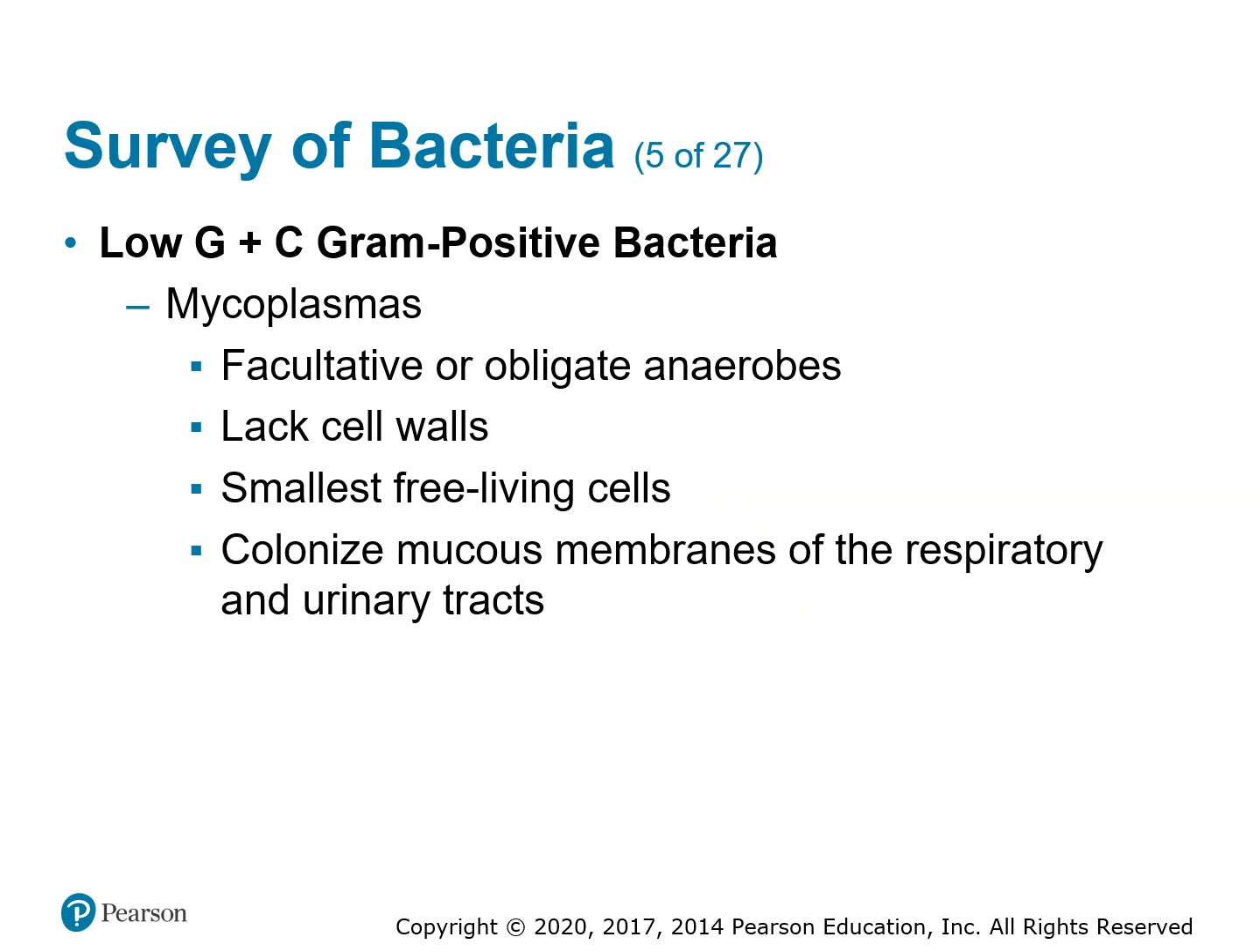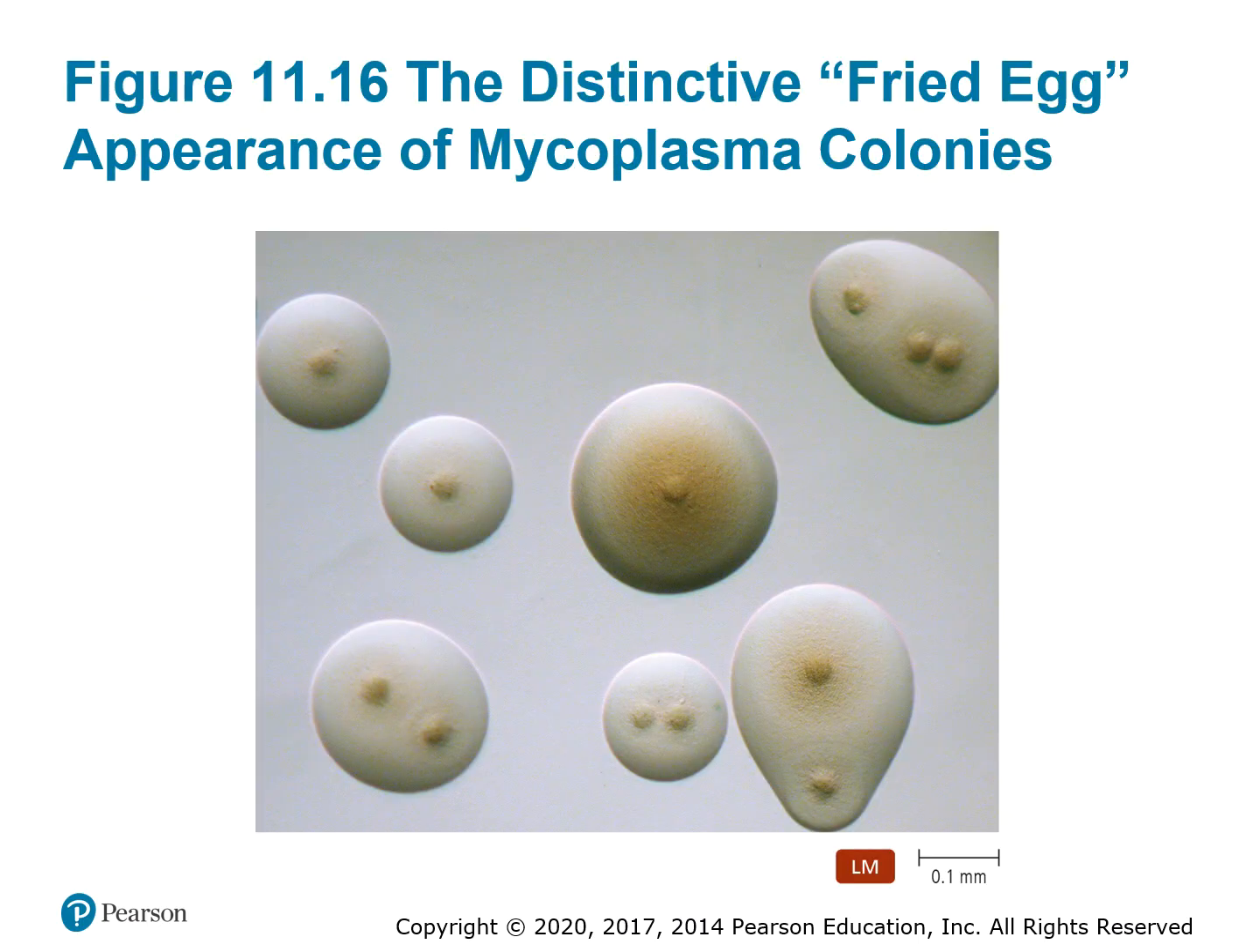Another low G+C gram-positive bacteria that we want to know about are the mycoplasmas. These are facultative or obligate anaerobes. They lack a cell wall. These are the smallest of the free-living cells, and they tend to colonize mucous membranes of the respiratory and urinary tract. Here is a light micrograph of mycoplasma colonies. They look like a fried egg.